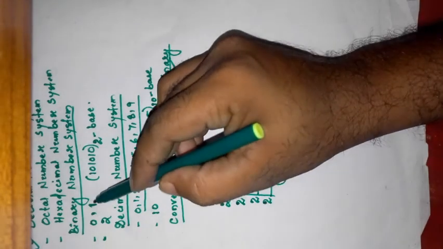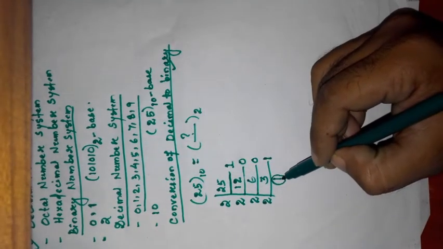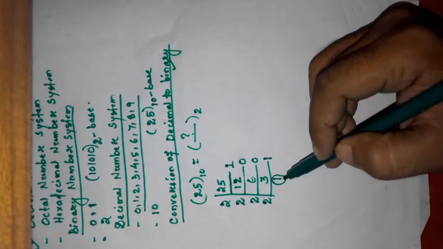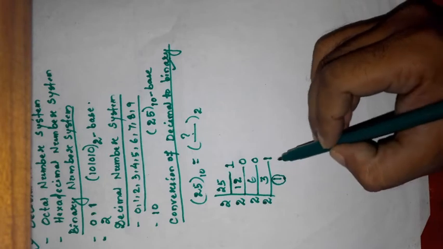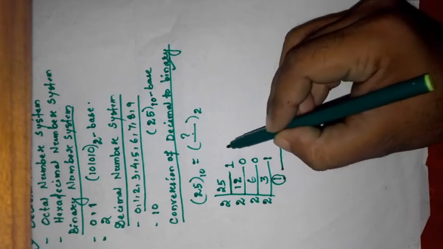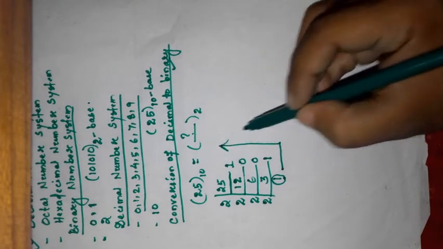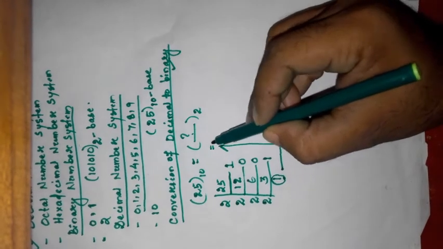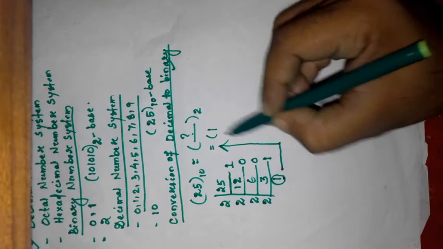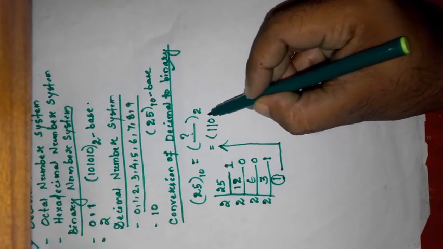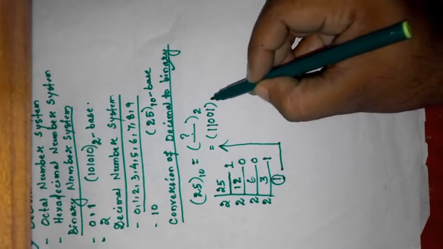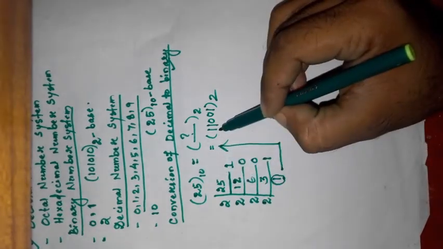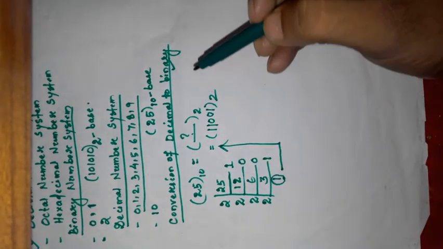You have to divide until you get a binary number. Binary number means 0 or 1. If you find 0 or 1 at last, then you have to stop dividing. So your answer is read from bottom to top. That means 1 1 0 0 1. So you write 1, then 1, then 0, then 0, then 1. So the binary form of 25 is 11001. Understand?